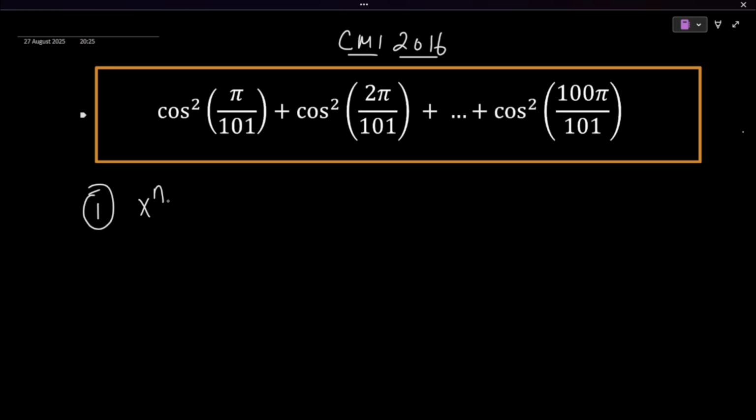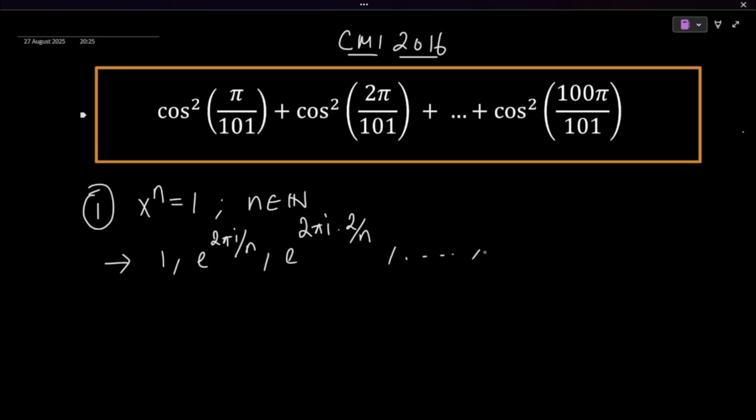So start with x to the power n equals 1 for a positive integer n. It is known that the solutions to this equation are of the form 1, e to the power 2 pi i by n, e to the power 2 pi i multiplied by 2 by n, and this goes up to e to the power 2 pi i multiplied by (n minus 1) by n. And the first term can simply be considered as 2 pi i by n multiplied by 0. So you would see there are a total of n roots as expected. These are called the roots of unity.